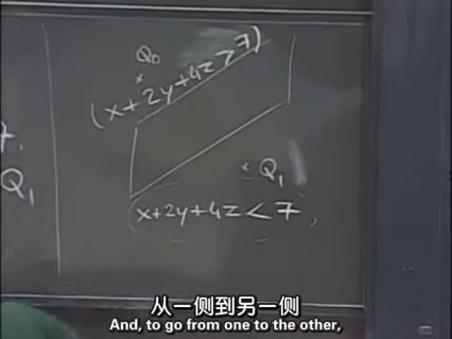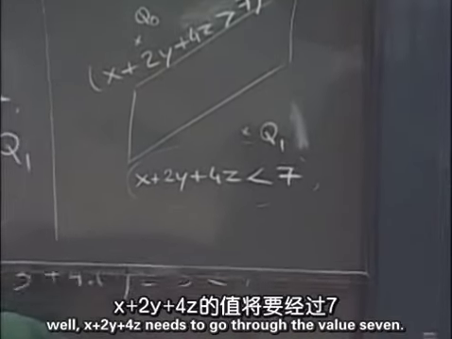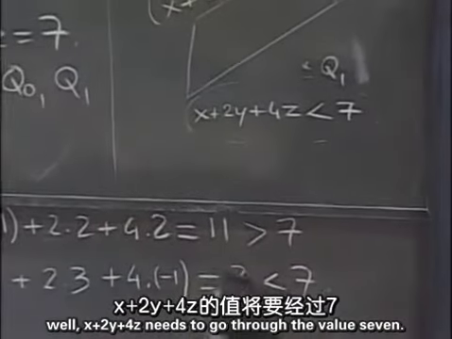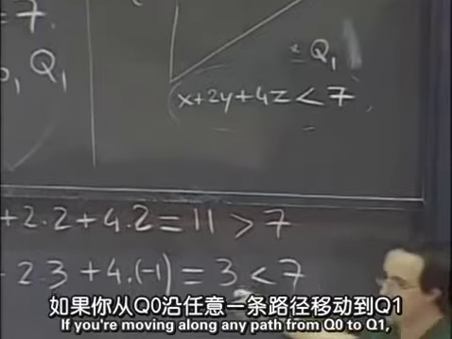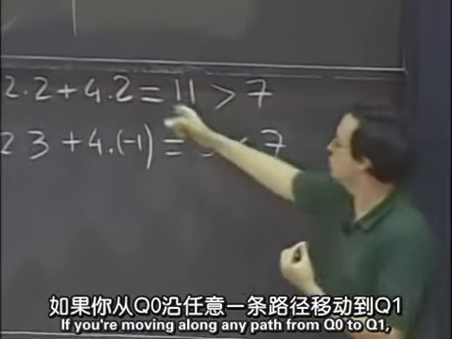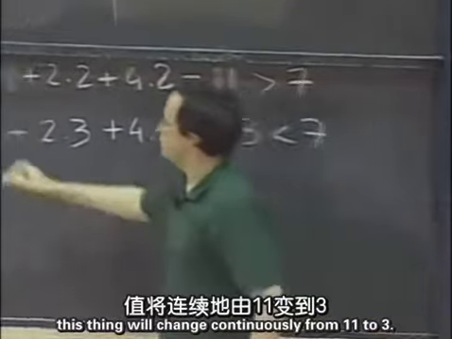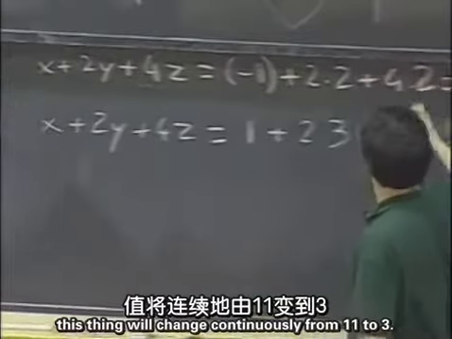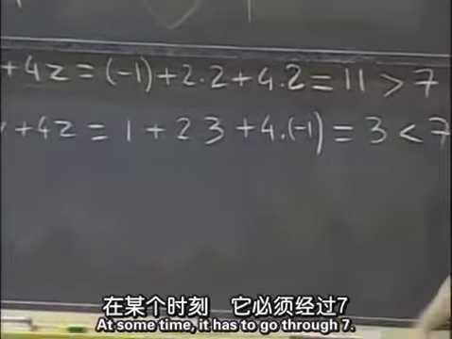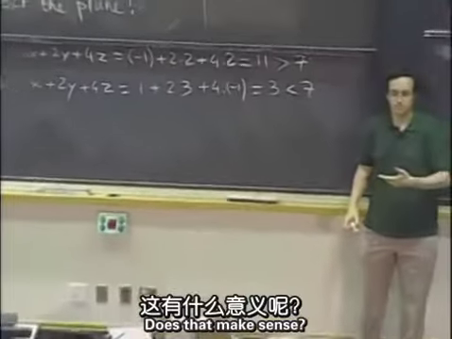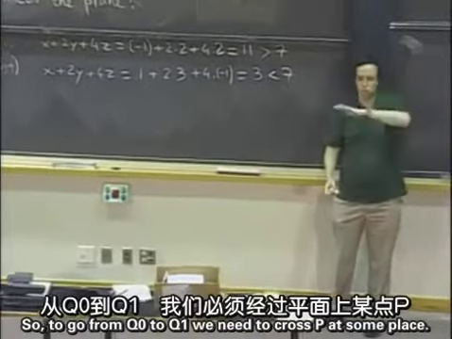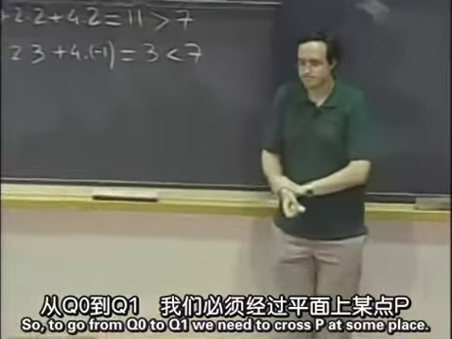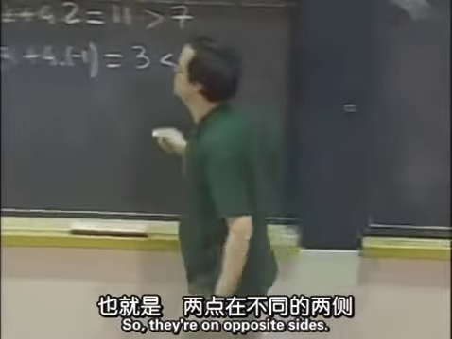And to go from one to the other, x + 2y + 4z needs to go through the value 7. If you're moving along any path from Q0 to Q1, this thing will change continuously from 11 to 3. At some time, it has to go through 7. Does that make sense? So to go from Q0 to Q1, we need to cross P at some place. So they're on opposite sides.